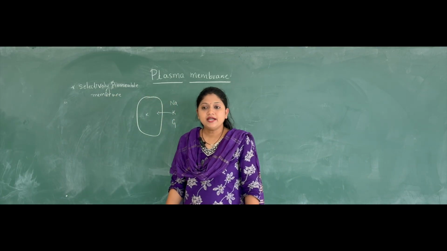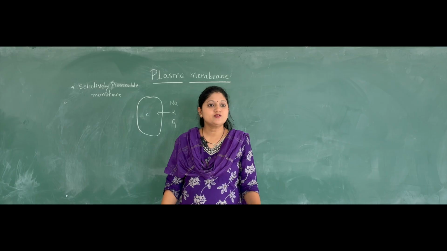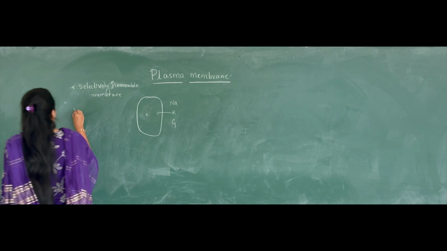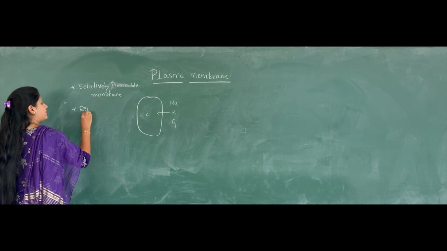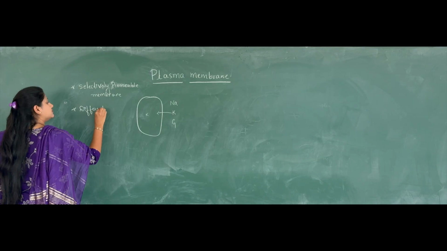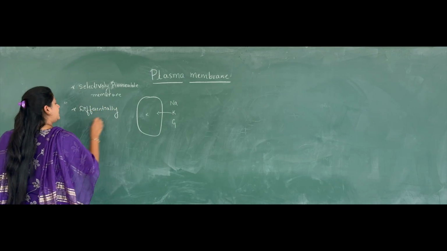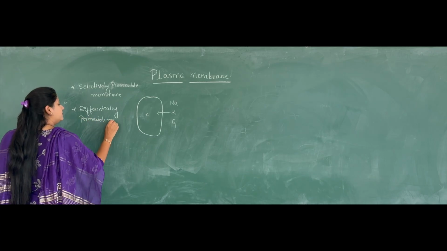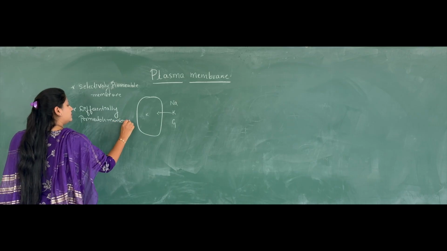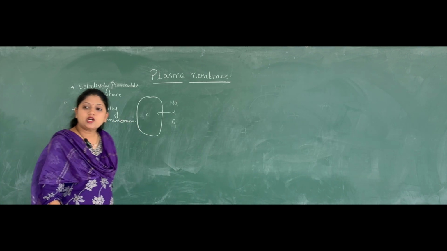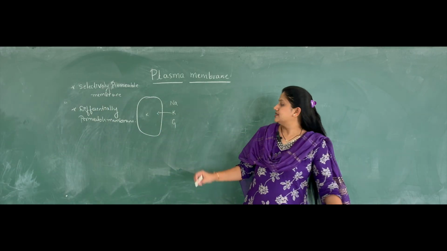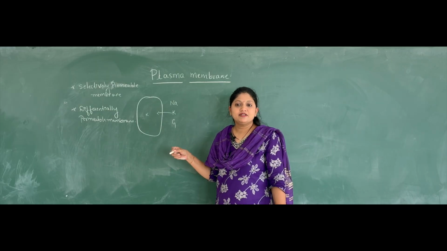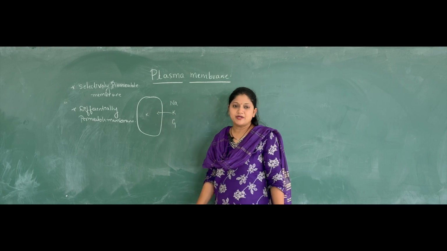However, at times, the plasma membrane is also called a differentially permeable membrane. Now, why do we call it a differentially permeable membrane? See, we again have these three molecules. For instance, let us think all three are required by the cell.